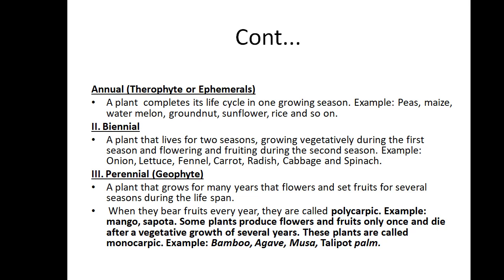monocarpic. Polycarpic means, if you take a banana, it is present ever and ever throughout the year, you will be getting a banana. So there is no season for the banana, so it is called polycarpic. Examples are Musa, that is our banana tree, as well as Agave, that is aloe vera, bamboo, talipot palm, all those things.